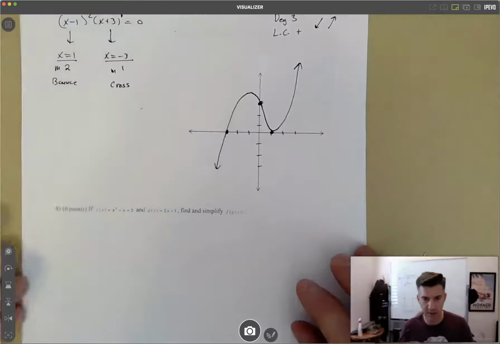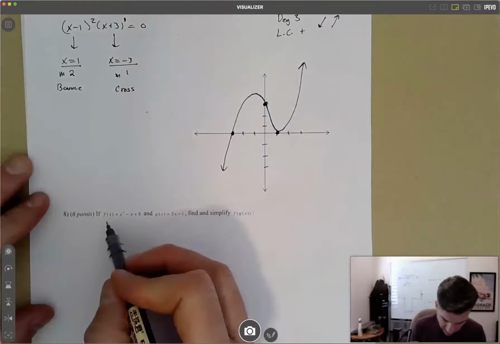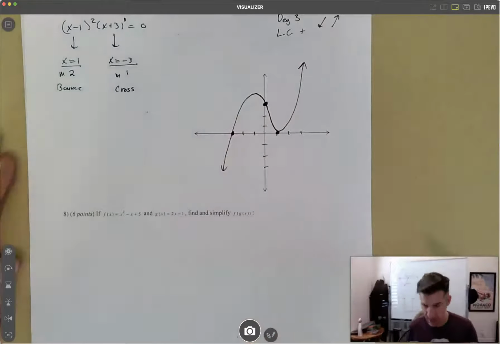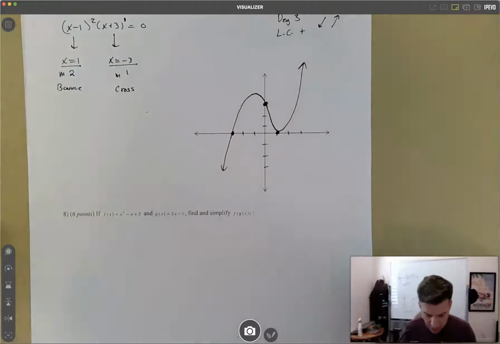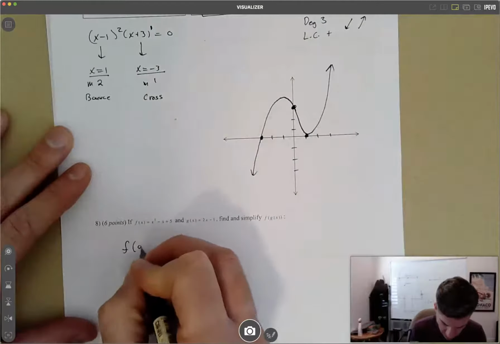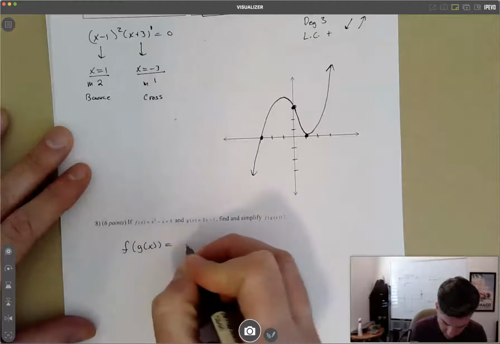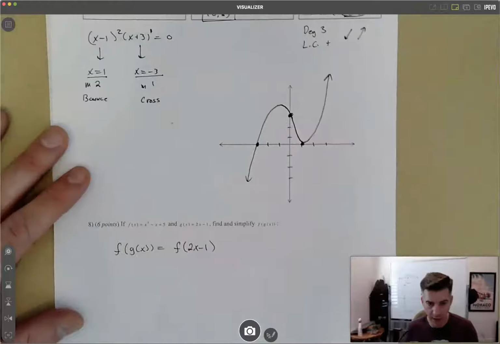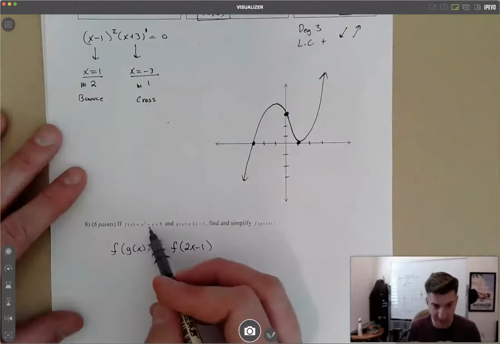All right, let's see what this next one looks like. If f of x equals x squared minus x plus 5 and g of x equals 2x minus 1, simplify f of g of x. Okay. So f of g of x is going to be f of 2x minus 1. And then f of x is x squared minus x plus 5.